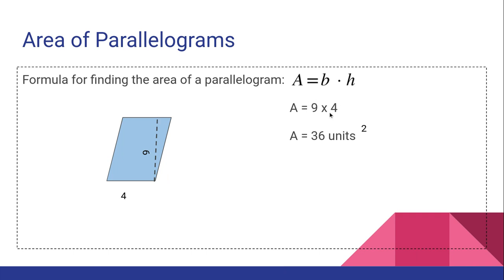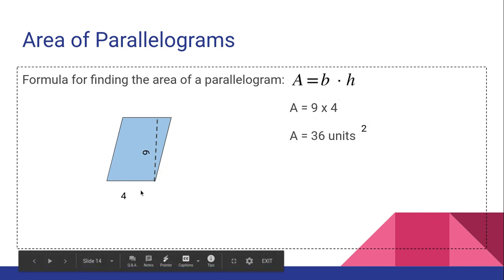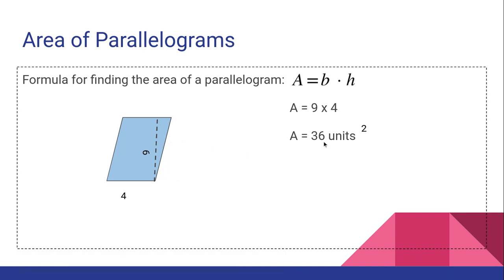I did kind of switch these here. It doesn't really matter if you do height times base or base times height. So we have 4 times 9, which is 36. I believe we talked about this last week: when you're not given a unit of measurement, we just call it units. So 36 units squared. Again, base times height is our area of a parallelogram.